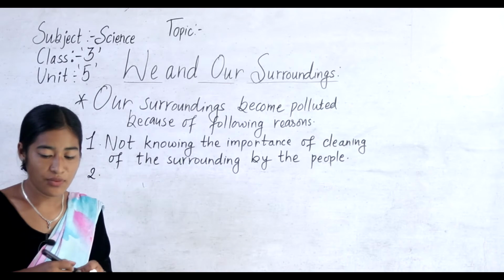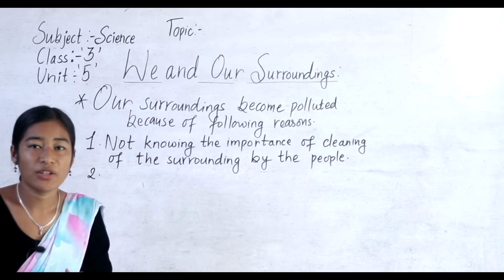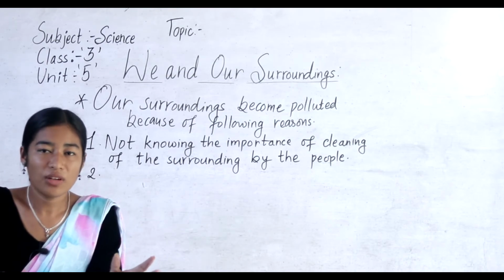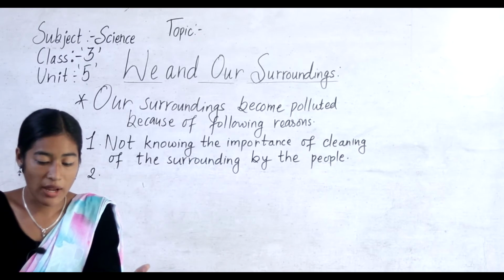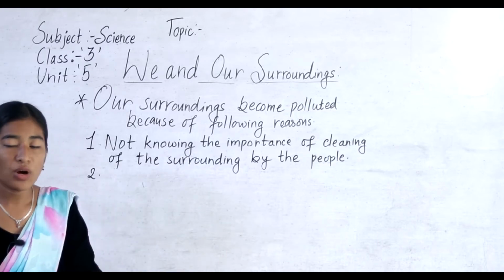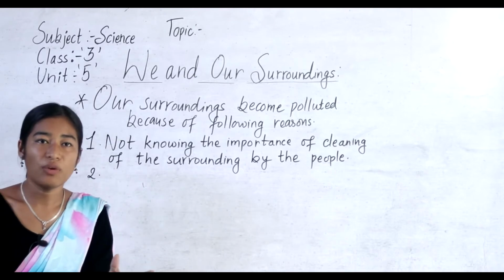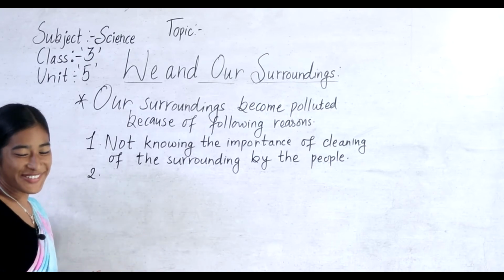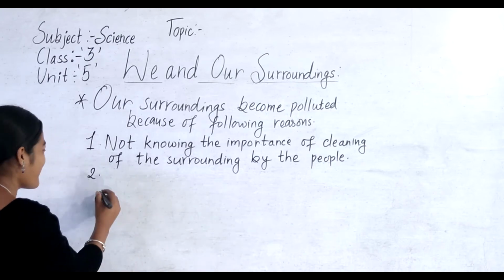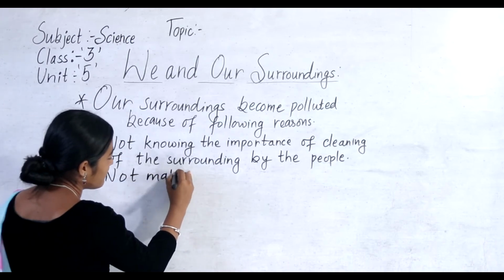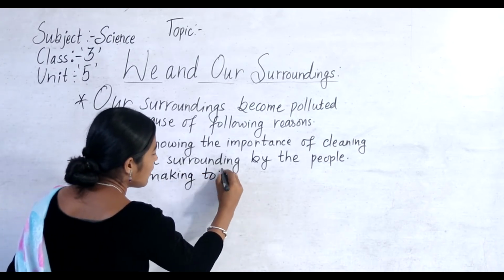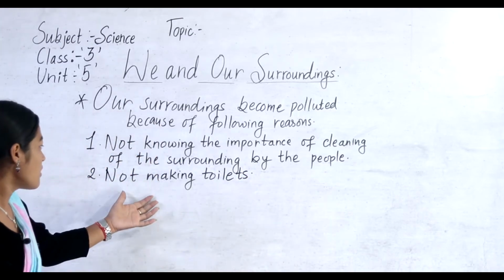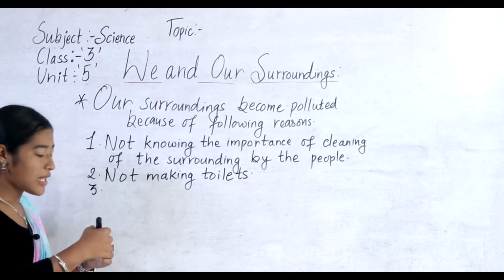Then the second point, which is given in your book, is that people do not make toilets. In rural areas they do not have toilets. The people who live in rural areas, they even don't have a toilet, and they squat near the sources of water or wherever they want. So the next point is not making toilets. To keep our environment clean, we should also make toilets. This is also one of the reasons which makes our surrounding polluted.